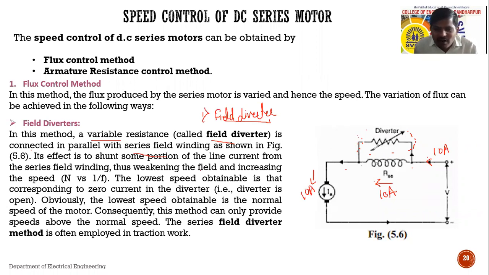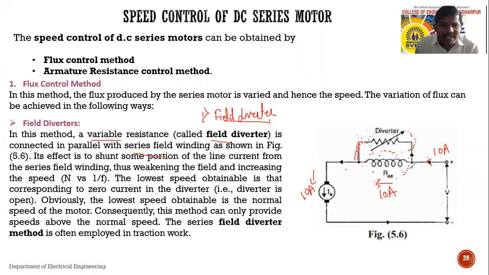Now see what happen if diverter it can be connected. We want to change, our motto is that we want to change the flux produced by this field winding. Field winding ने produce होणारे flux काय करायचे मला change करायचे. Either we want to increase or it may be decrease. Suppose I am connecting one of the variable resistance in parallel with that of field winding.